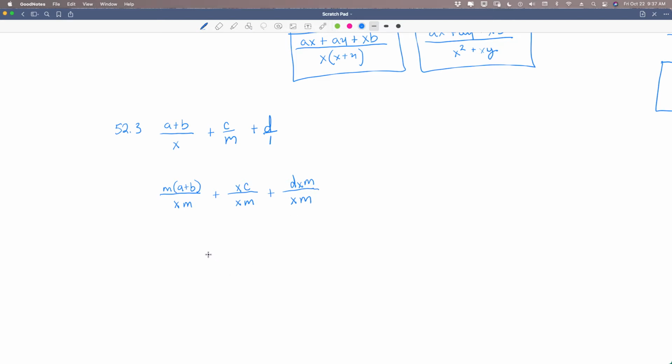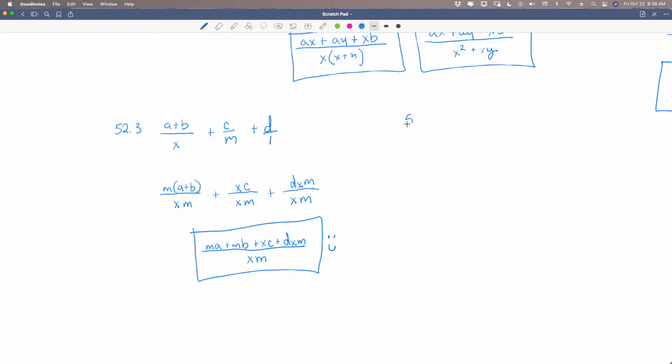So now that we have the same denominator under everything, we can write it down here as one big fraction. And we're going to do all the distribution we can do as we transfer it. M times a is ma. M times b is mb. And then we have xc. And then we have dxm. And that would be our final solution to this problem. And that one's pretty easy. So let's do another one.